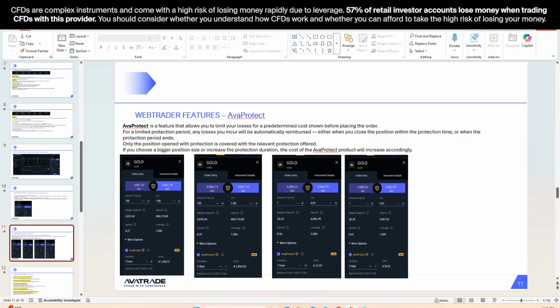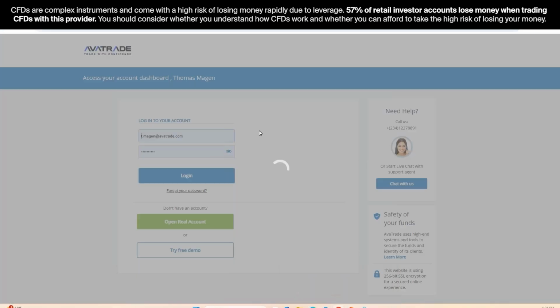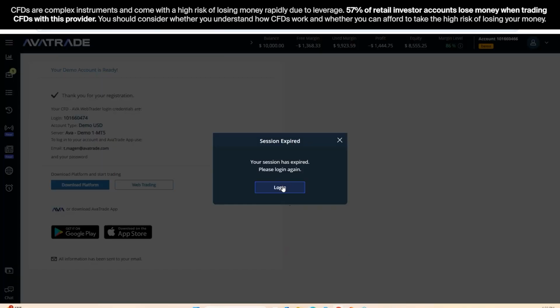AVAProtect, many people are not very familiar with this kind of product. This is a product where you can pay a certain amount of money in advance to have a certain protection on your position. You choose a duration, like you see here. You choose from 1 hour to 2 days, and then the system will calculate for you the price of the protection for the duration that you have selected, if that makes sense.